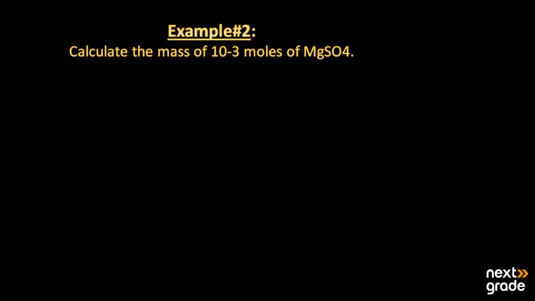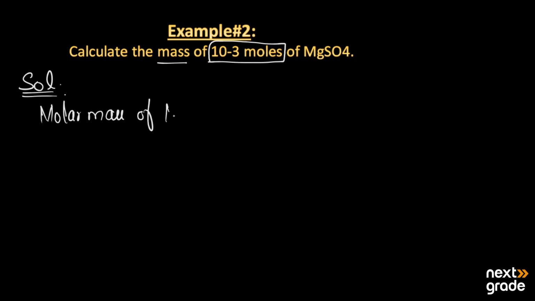Next we have another example, example number 2, for the calculation of the mass. We have to calculate the mass of 10^-3 moles of magnesium sulfate. Here we have the moles, 10^-3, and by using these moles we have to calculate the mass of the substance. The first thing we need to do for its solution is to find its molar mass, the molar mass of magnesium sulfate.